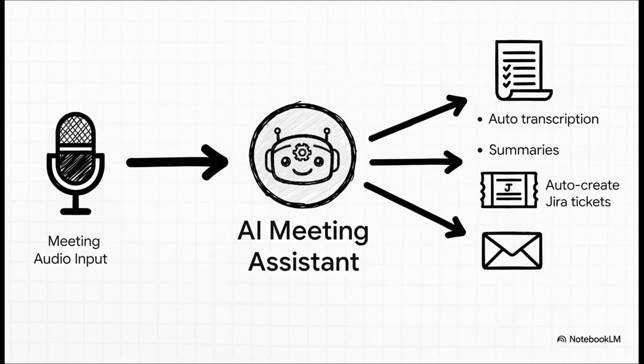And just look at what you get right out of the gate. We're talking automatic transcriptions, speaker recognition, summaries that are focused on tasks and risks, and action items that get created directly in your project management tool. I mean, this single MVP could save your team hours every single week.